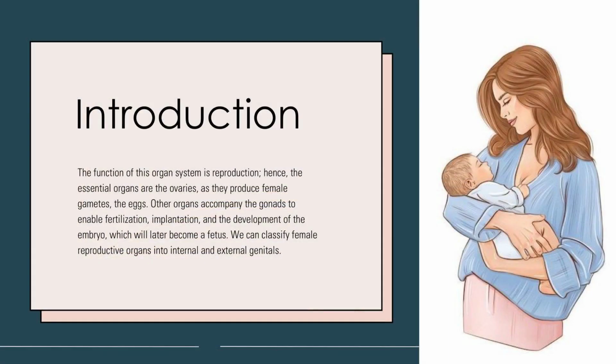The function of this organ system is reproduction. That is why the essential organs are the ovaries, since the female gametes, the eggs, are produced in them. Other organs accompany the gonads to enable fertilization, nesting, and the development of the embryo, which will later become a fetus. We can classify the female reproductive organs into internal genitalia and external genitalia.